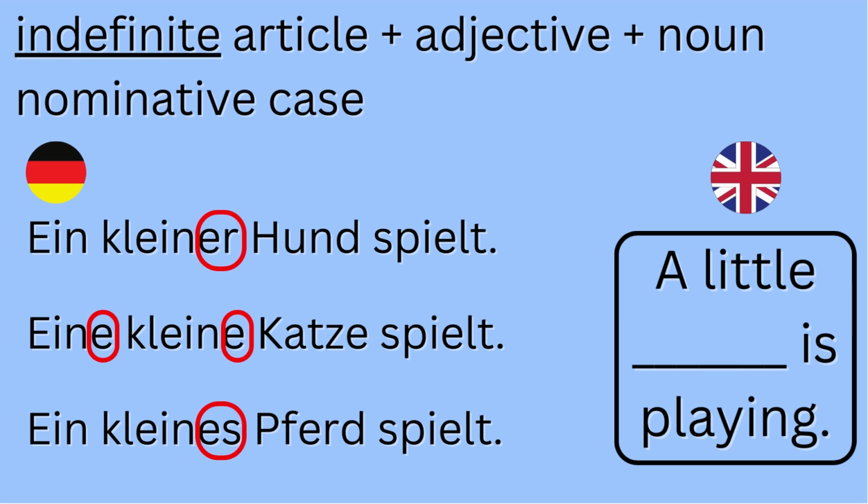So in this case, we have two little changes here with the adjective, right? If we have an indefinite article, you can see how there's an R added to the kleine with the masculine and an S added to kleine with the neutral gender. So it's ein kleiner Hund, ein kleines Pferd. The feminine stays the same.